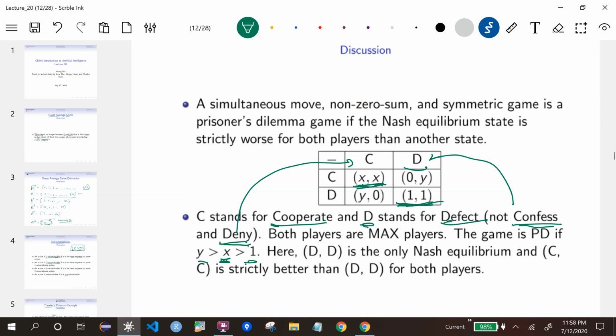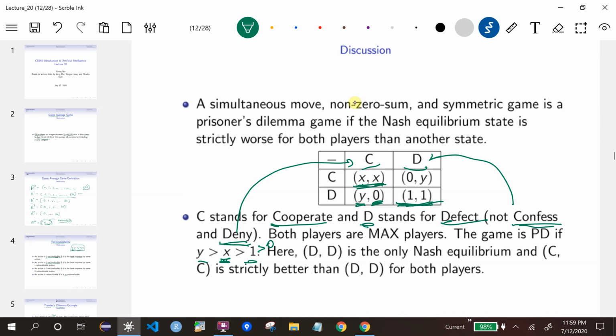So those are the payoffs. And let's compare it to y. This is the case when the row player confesses and the column player denies. What will happen is the police will punish the prisoner who lied, and so that prisoner is worse off because 1 is strictly larger than 0.